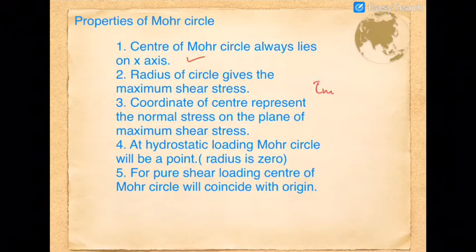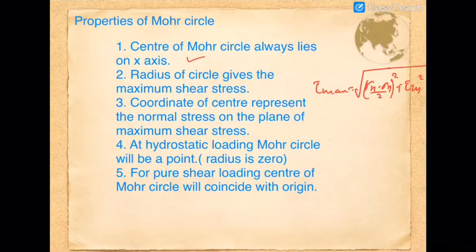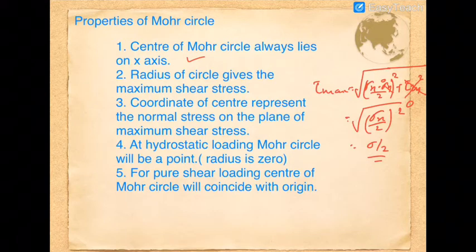So the maximum shear stress formula, tau max is equal to root of ((sigma x minus sigma y) by 2) whole square plus tau xy whole square. So here tau xy is 0, that is gone, and sigma y is 0. So what is the rest of the value? We get root of (sigma x by 2) whole square, so we will get sigma by 2 itself. So we identify that the radius of the circle for this particular case will be sigma by 2.